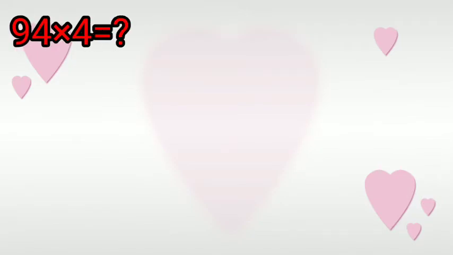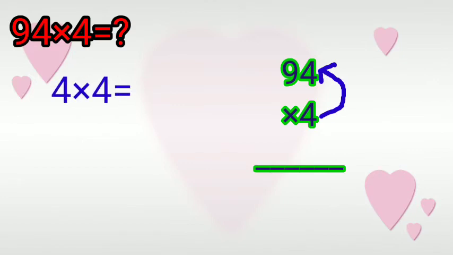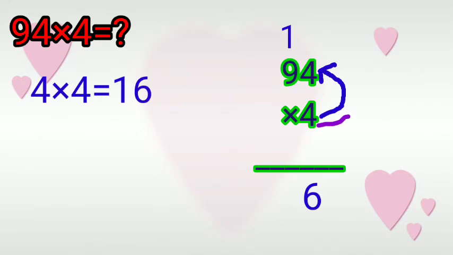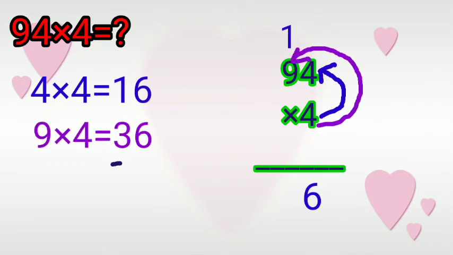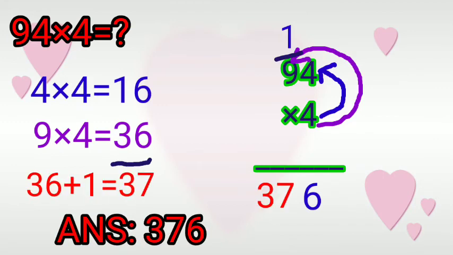94 into 4. 94 multiplied with 4. 94 is the multiplicand, 4 is the multiplier. 4 is multiplied with 4. The answer is 16. Then the 4 is multiplied with 9. The answer is 36. Then 36 plus 1 is equal to 37. The product of the sum is 376.